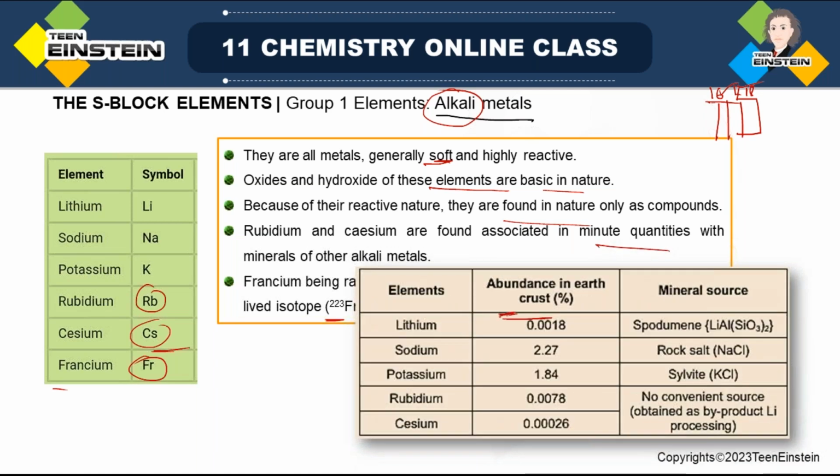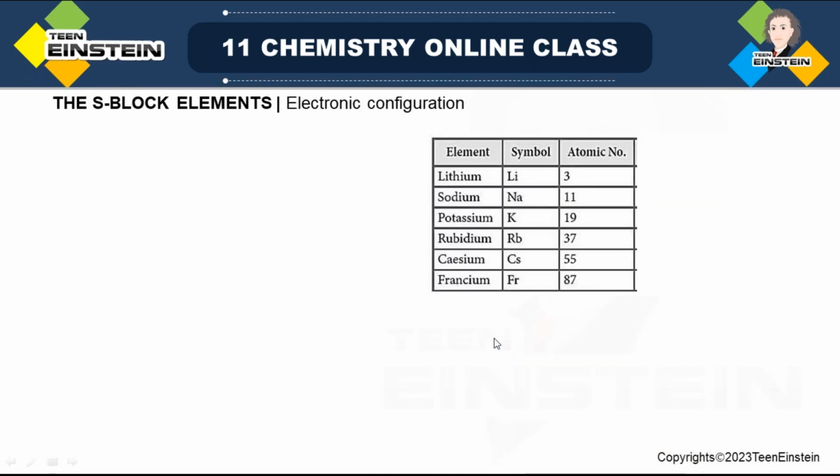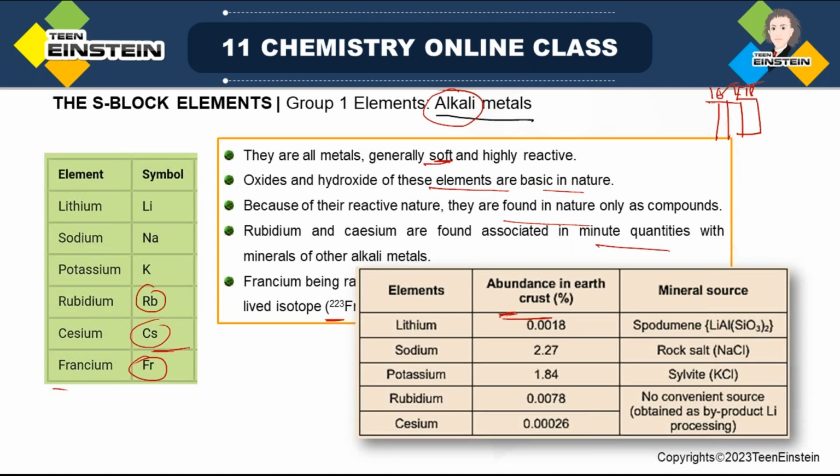So here you can see their abundance in earth crust. If I'm saying simply abundance, that is incomplete information, because abundance may be in different forms. So here in the column, it is clearly mentioned, it is in earth crust. What is the percentage? Not in air or any other part. It is earth crust. So in earth crust, lithium, this is the percentage. Mineral source, the name is spodumene.